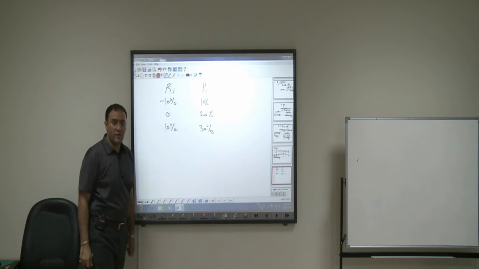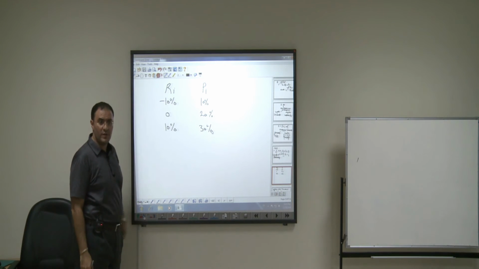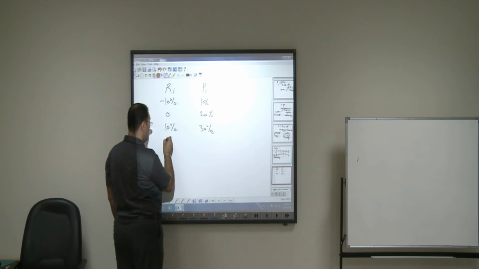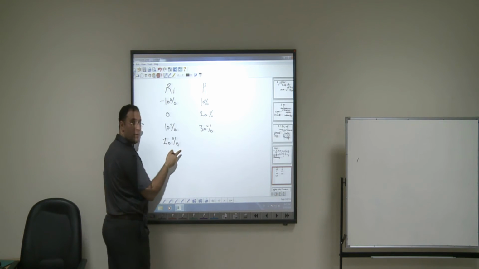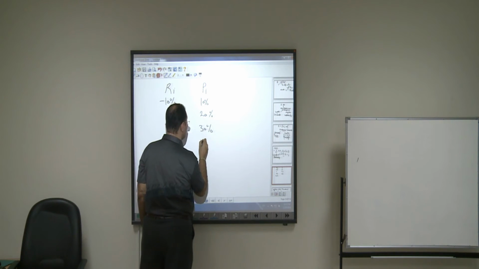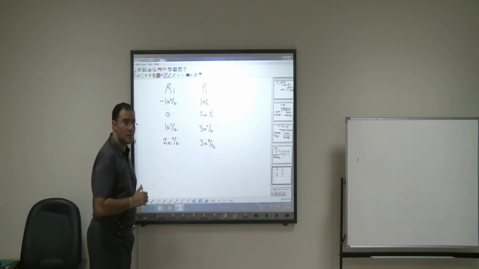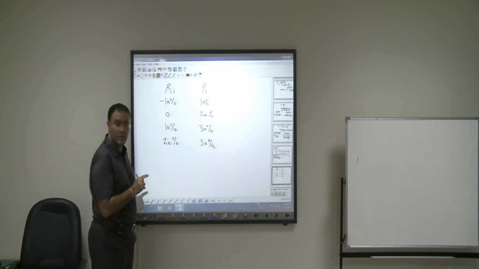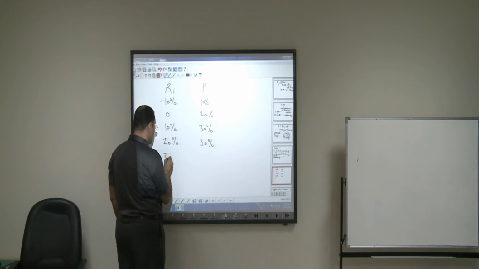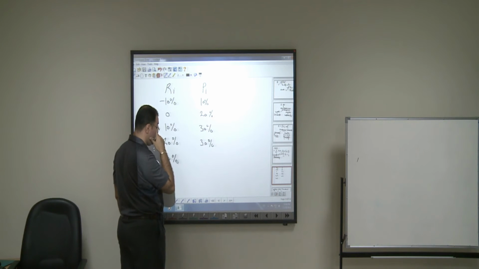What about the fourth Ri? So now you know, Mansoor, what I mean by Ri? 20%. How much? 20%. 30%. How much is it? 30%. What about the last one? 30%. And 10%. And what about Pi?